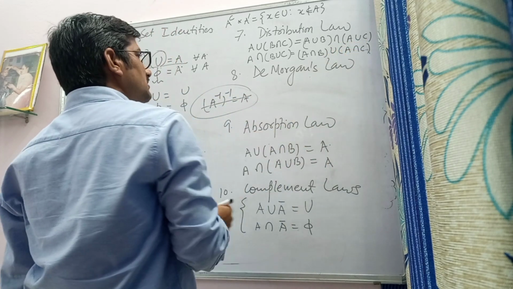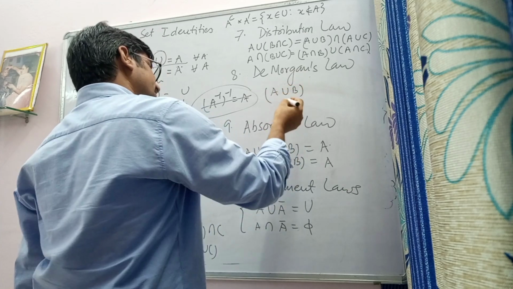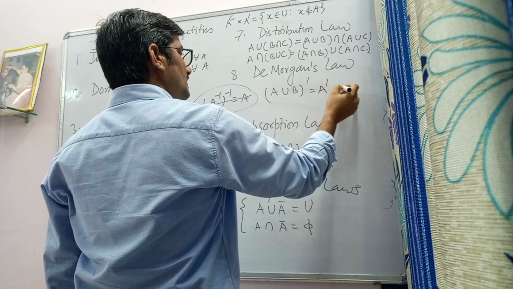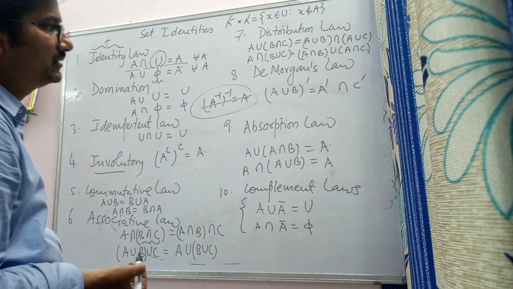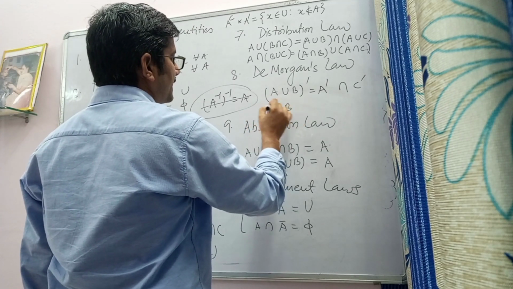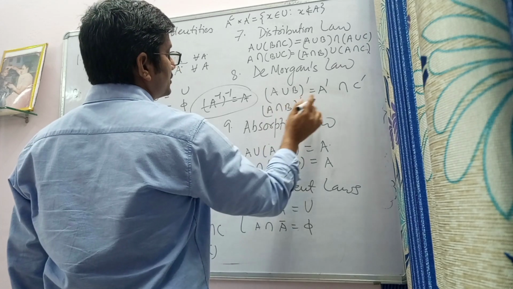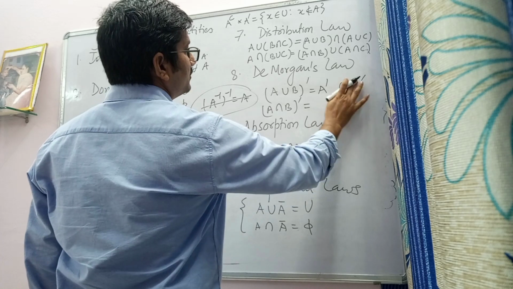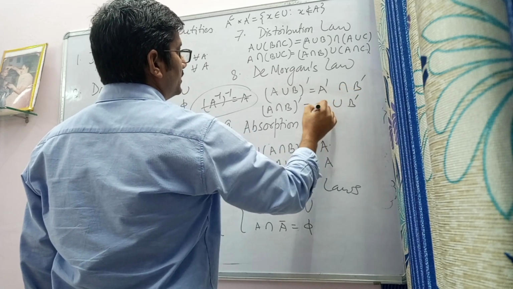De Morgan's law. De Morgan's law means the complement of A union B is equal to the intersection of their individual complements. And if you take intersection here, the complement of the intersection is equal to the union of their individual complements. Okay.